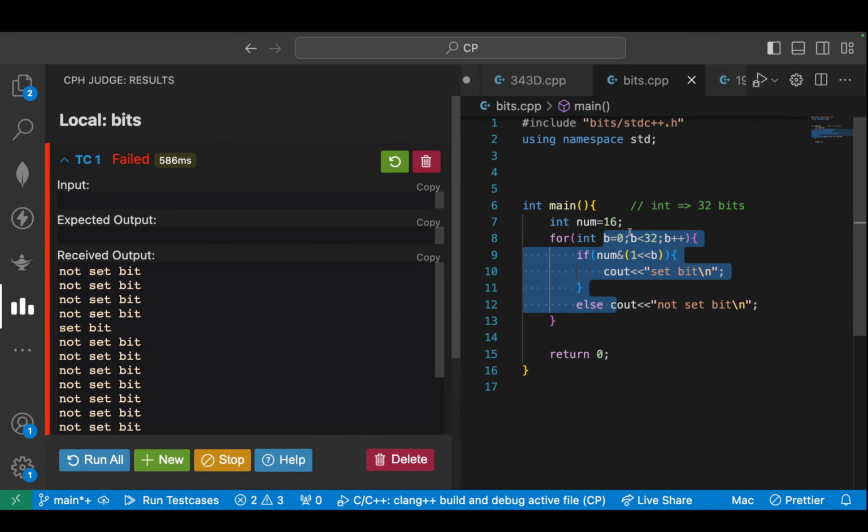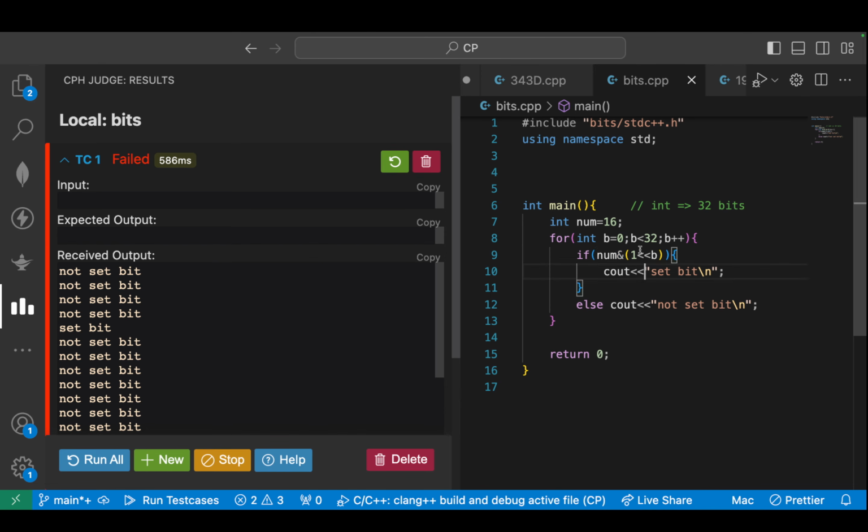But now comes the question, what's this? Num AND one left shifted b times. So if you remember, when we talked about left shifting the numbers, over there I stated that if you left shift a number I times, then it gets multiplied by 2 to the power I.